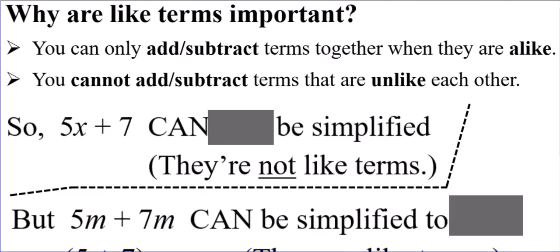Now, you might be like, okay, I get the idea of like terms, but why in the world are like terms important? Here's why. It goes to the basic truths of adding and subtracting that you learned in elementary school. You learned apples plus apples gives you more apples. But apples plus bananas, well, those aren't alike anymore, are they? You can only add and subtract things together, including algebraic terms, when they are alike. If they are unlike each other, then you cannot add or subtract them together.